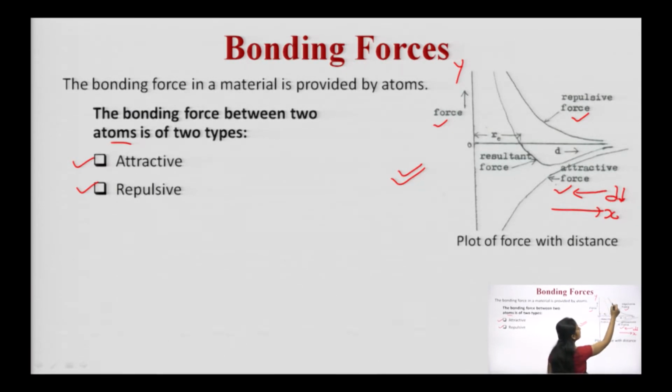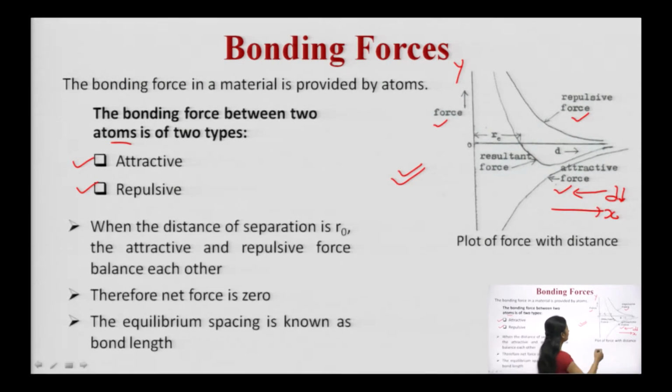Along the y axis you have taken the repulsive force, and you can see this force increases over here. What will happen? There will be a point at which the attractive force will be equal to the repulsive force, which means the net force would be equal to 0. At this particular point, when the distance of separation is r0, the attractive and repulsive forces balance each other, and the net force is 0. This equilibrium spacing r0 is known as the bond length.